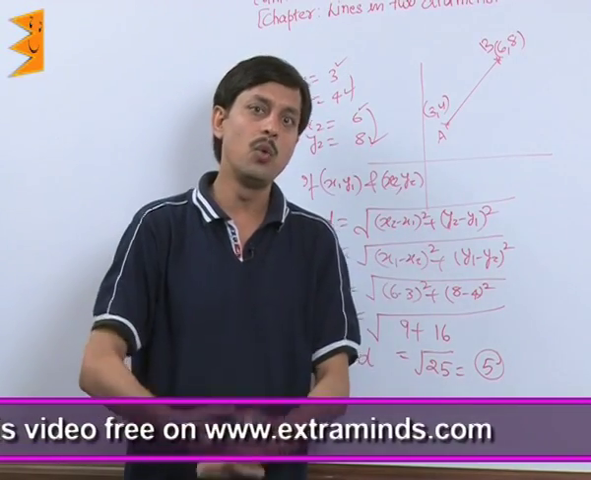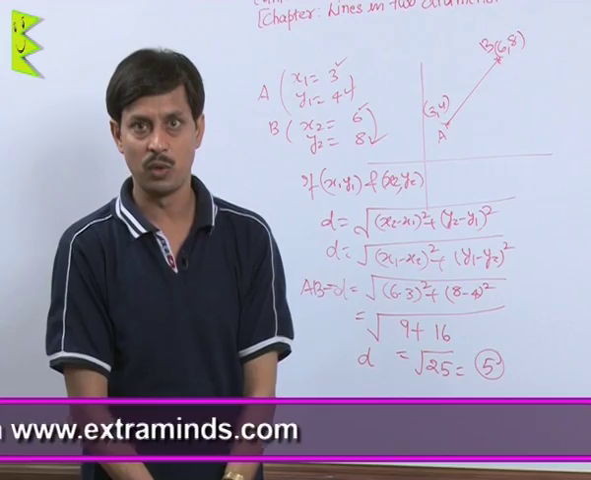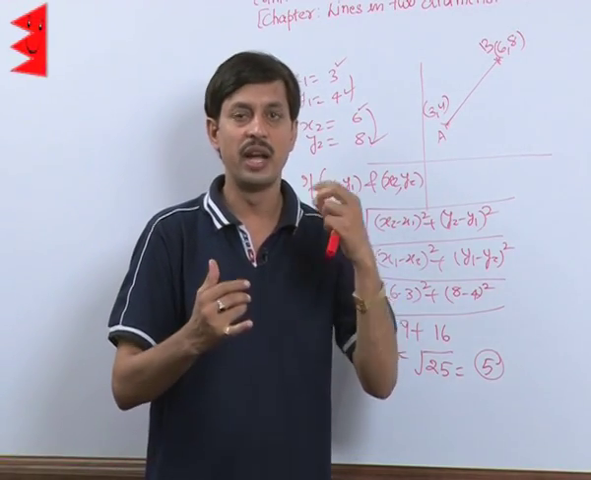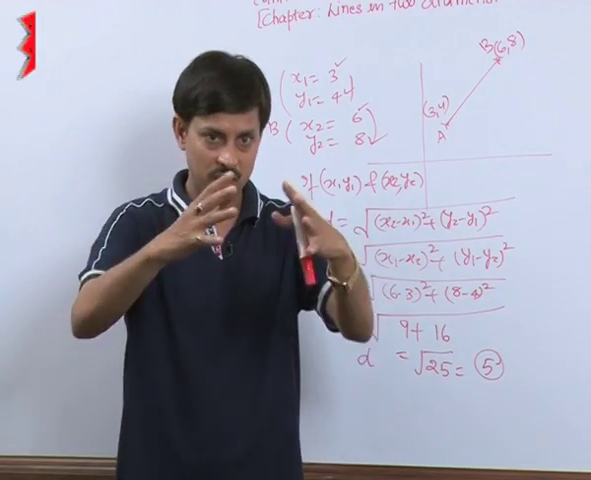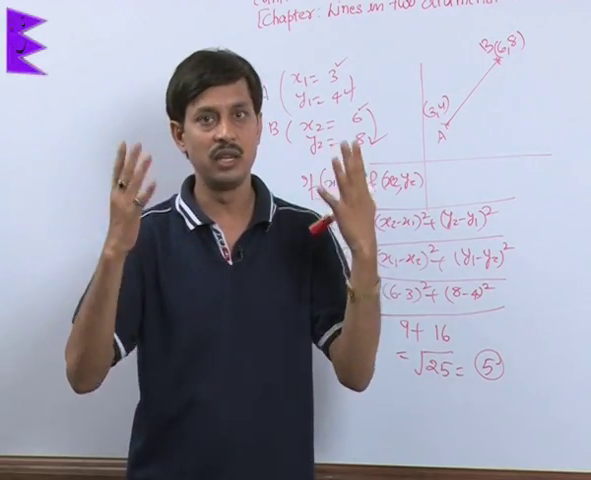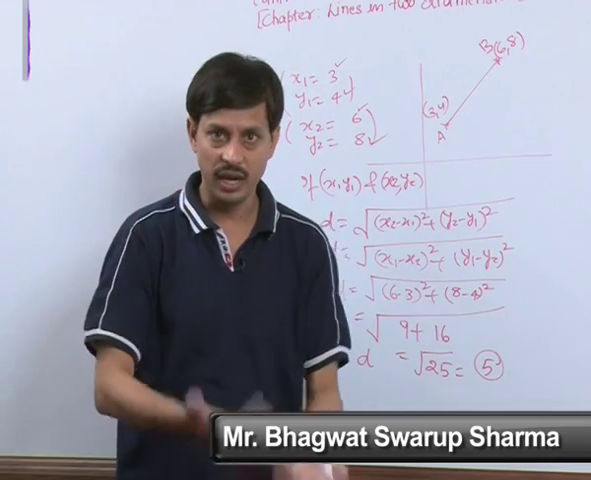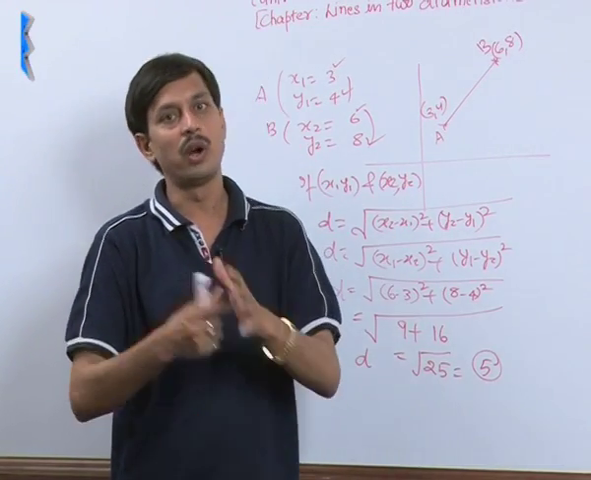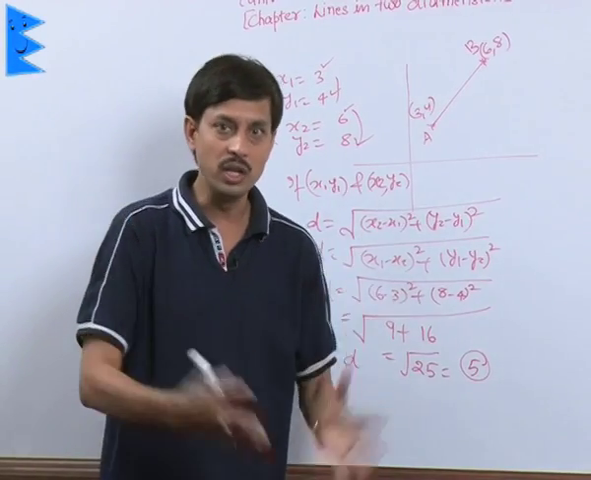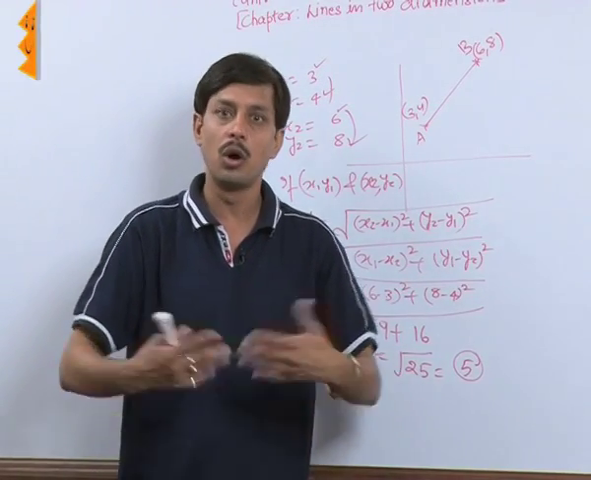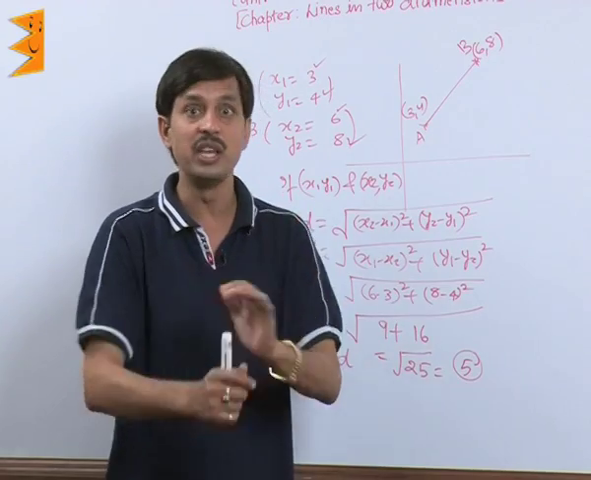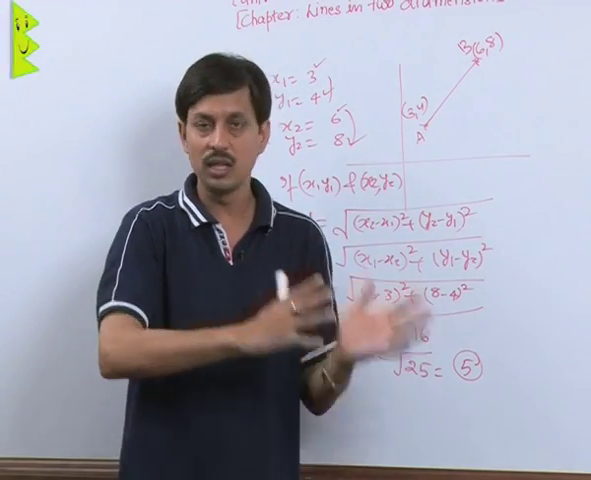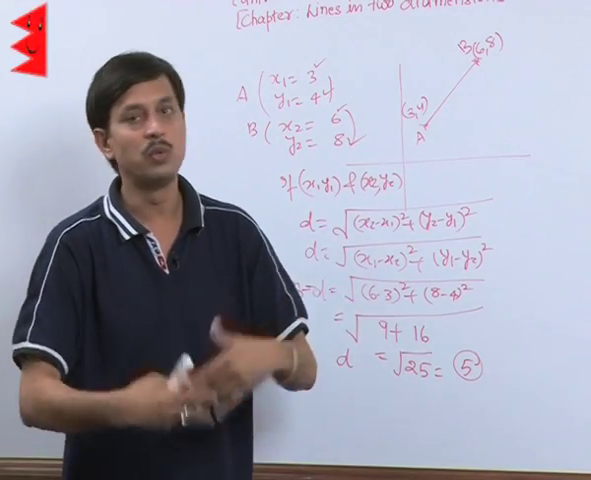Now I was telling you what the other uses of the distance formula are. The other uses, which will be discussed with you, are to prove that a triangle is equilateral, isosceles, or right angled, that a quadrilateral is a parallelogram, a square, or a rhombus, or to find the area of a triangle or quadrilateral, or to prove the collinearity of 3 or more points. So these are the other uses of this formula which we will share with you.